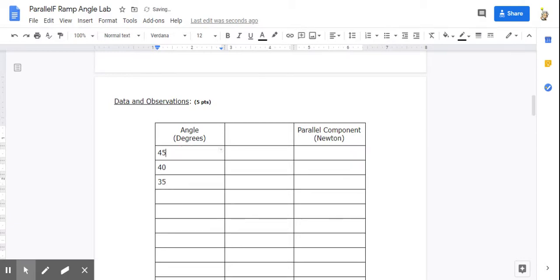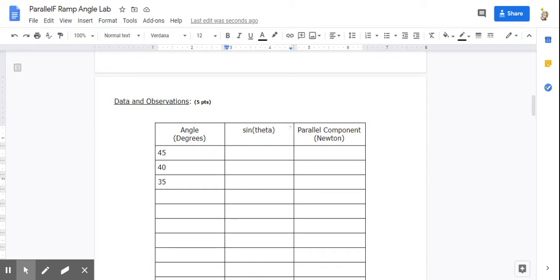There's no real relationship between the angle and the parallel component, but there is a relationship between the parallel component and the sine of theta. So what you have to do first, before you plot, is to find the sine of 45, sine of 40, 35, and this table will not fill up because I think we go down to 10 degrees or something like that. So keep finding the sine of each one of these angles, and what you're going to plot is these last 2 columns.